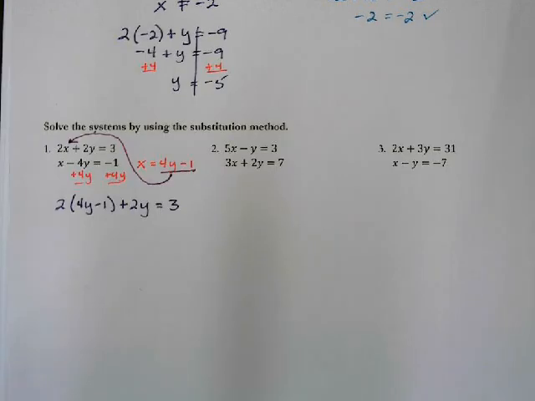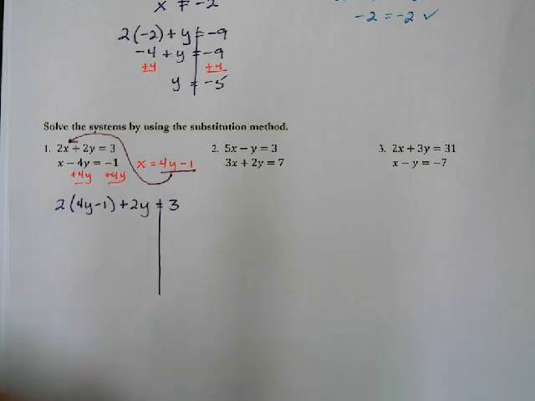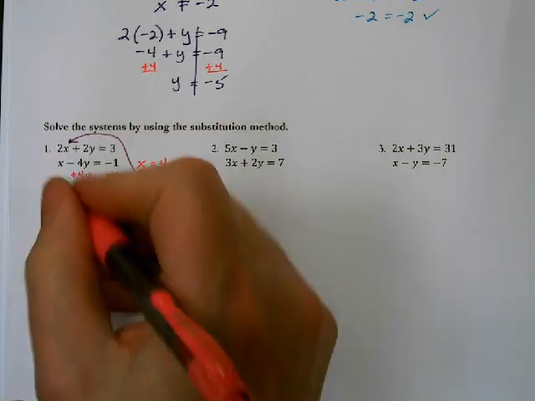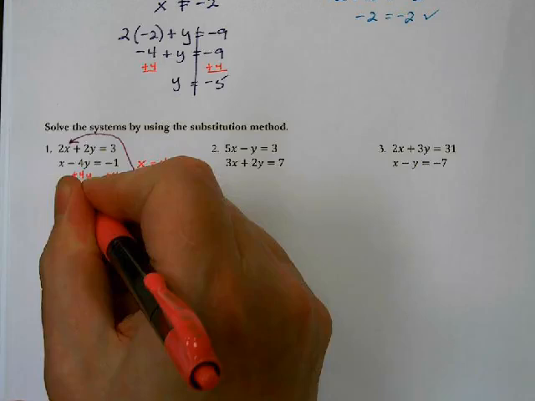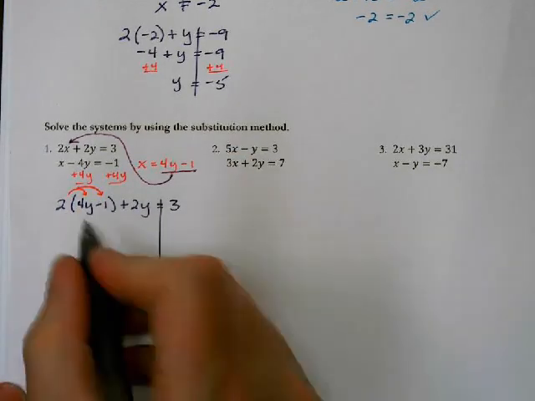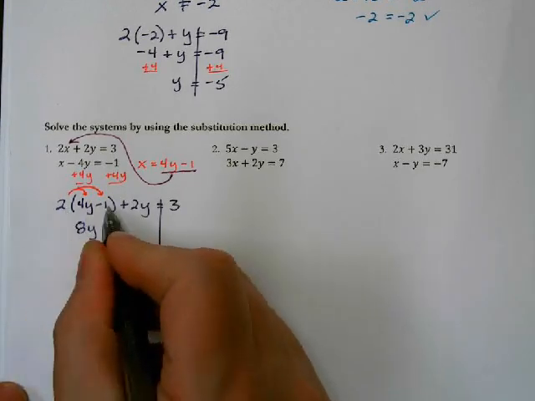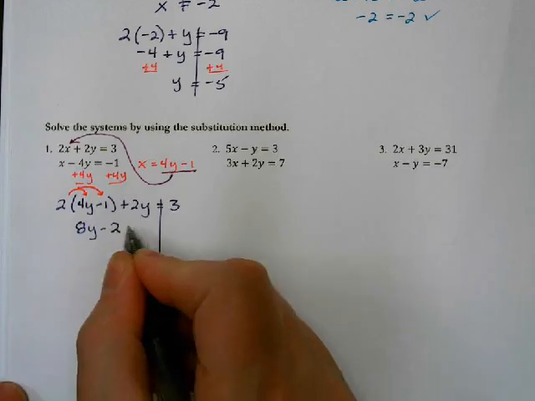All right, so let's set this up. I need to distribute here. So let's distribute 2 to 4y and 2 to negative 1, making sure to make everything neat as I go. 2 times 4y is 8y. 2 times negative 1 is negative 2. Plus 2y equals 3.